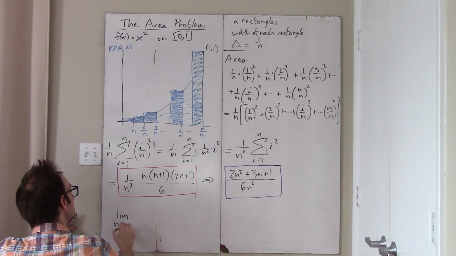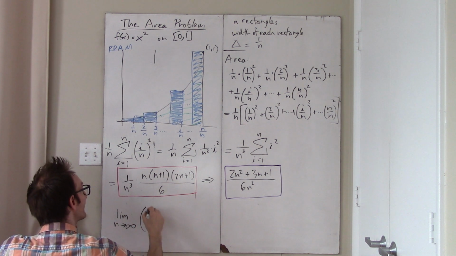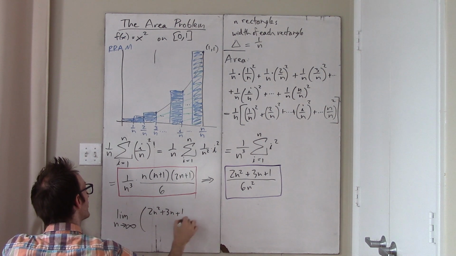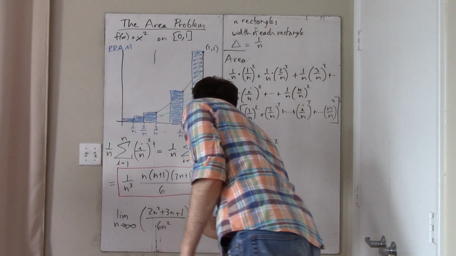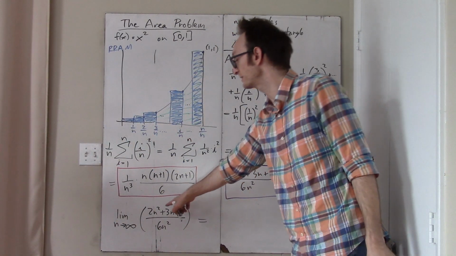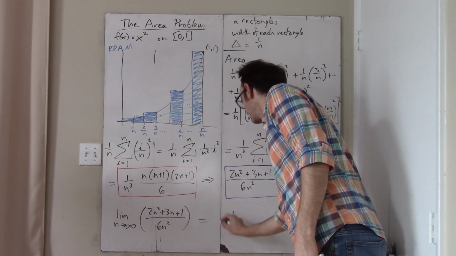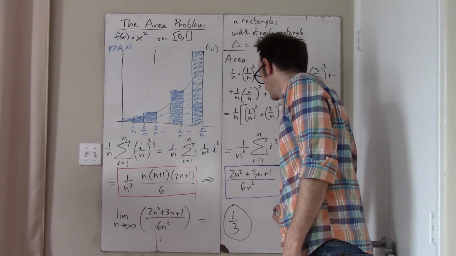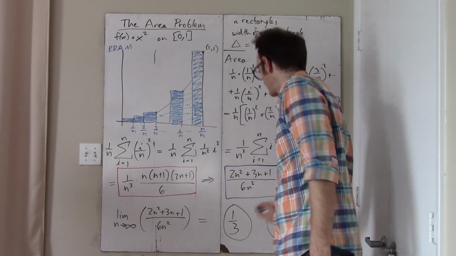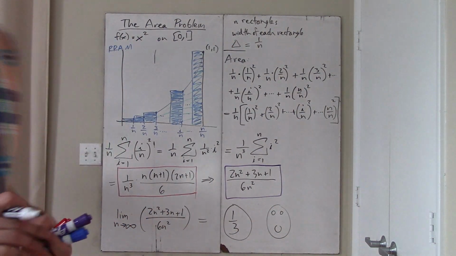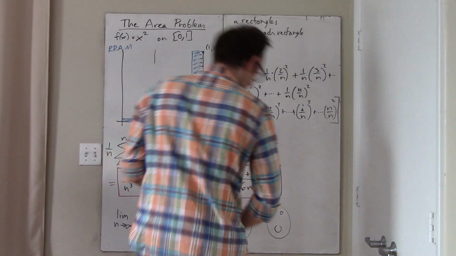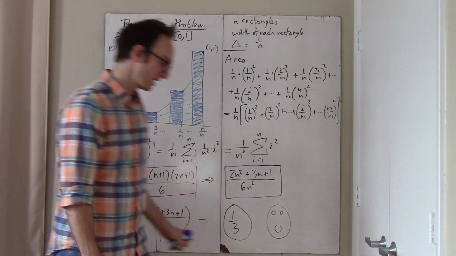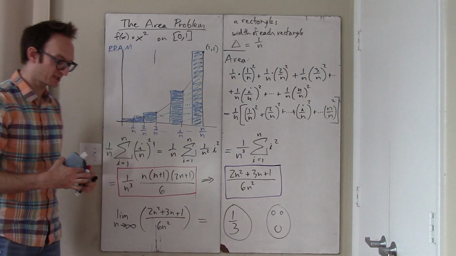And so if you take the limit as n approaches infinity of 2n squared plus 3n plus 1 over 6n squared, well, this is the kind of thing we're experts on. We can see that this is a rational function, so only the leading coefficients matter. This is just 1/3. Whoa! That means that the true area under the parabola y equals x squared from 0 to 1 is exactly 1/3.